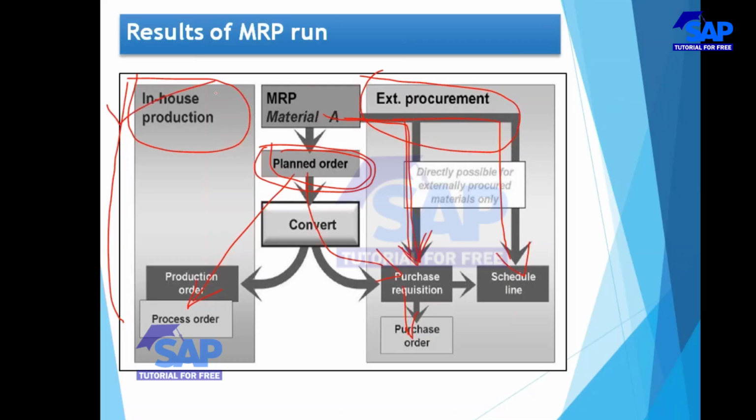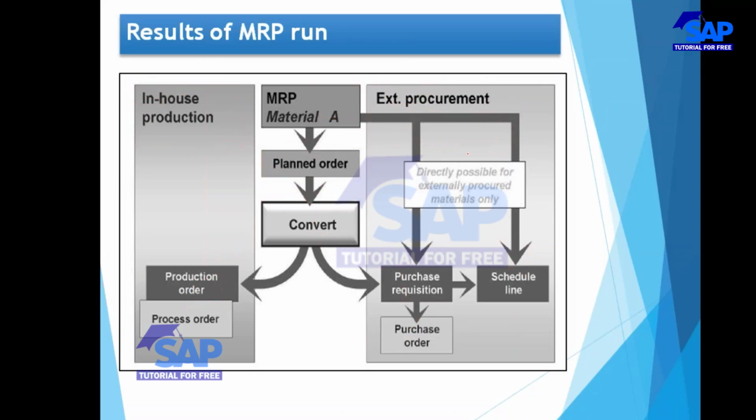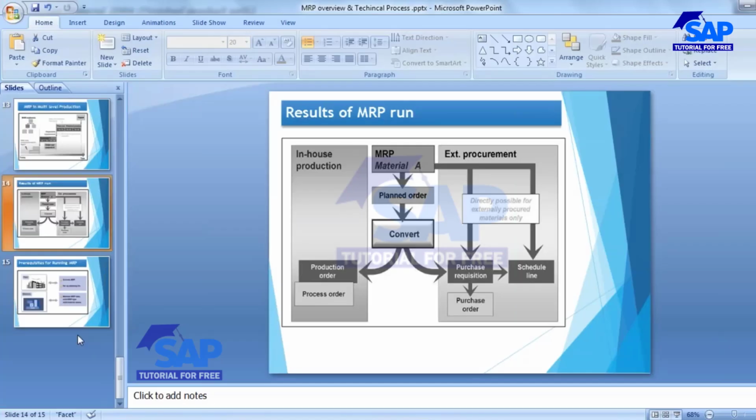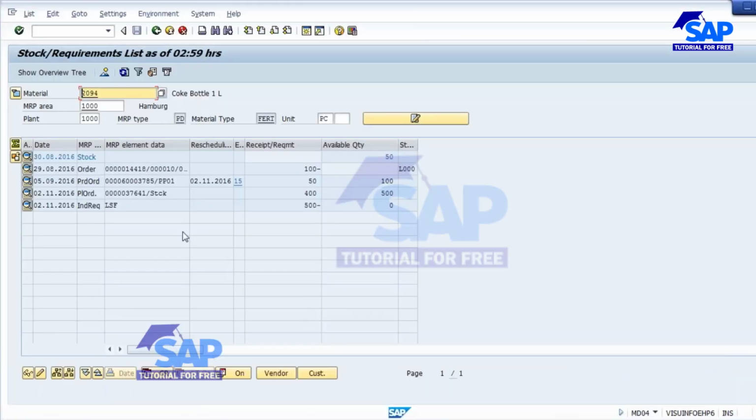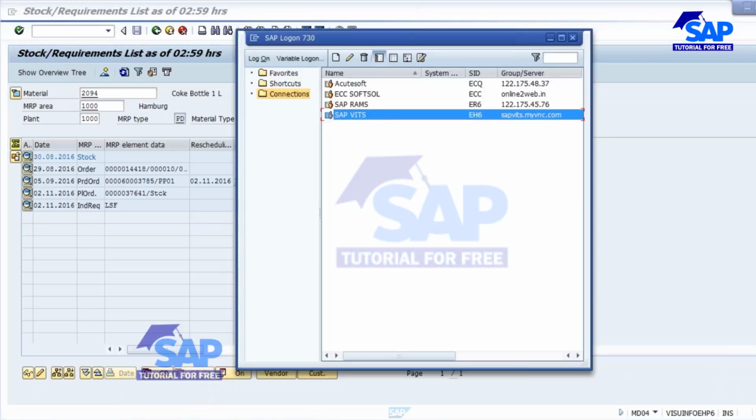You have both in-house production and external procurement. These are for finished and semi-finished products, and this is for externally procured materials, like your raw materials and packing materials. So this is how the system will go. In our case, if you see, it has generated a planned order. I think the system might have got disconnected. Just let me connect again.